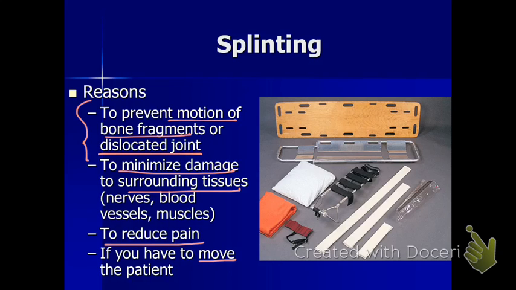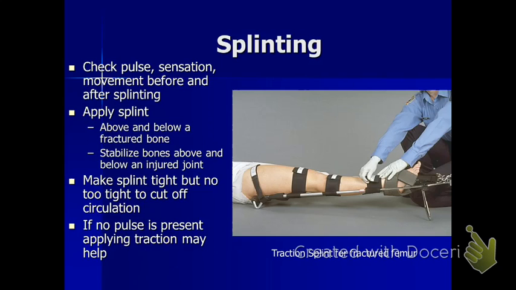Now, I pose four different reasons for splinting, but there probably are others. These are probably the four most common reasons that we would splint in an emergency situation. So as stated previously, we want to check P, M, and S, and so remember that's pulse, movement or motor, and sensation, both before and after, right?